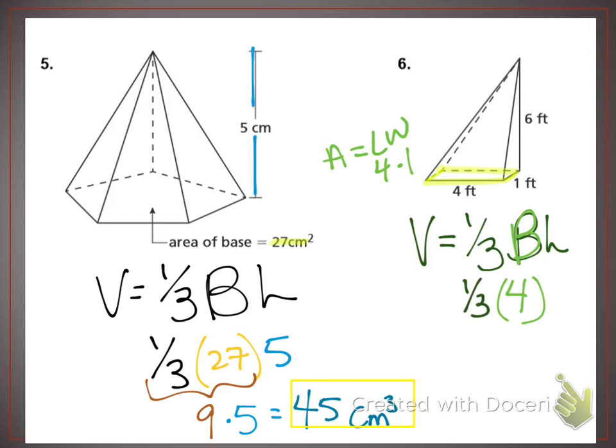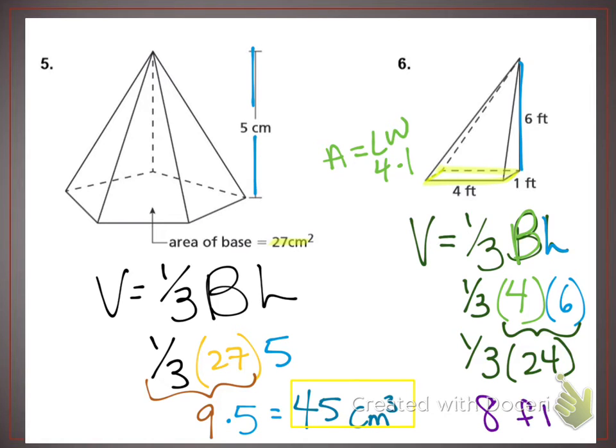So 1/3 times area of the base, which is 4, and then times the height, which is 6. So 4 times 6 is 24. 1/3 of 24 is 8 feet cubed. You can do 1/3 of 6, which is 2, times 4 is also 8. Killing it. All right, good. Next question.